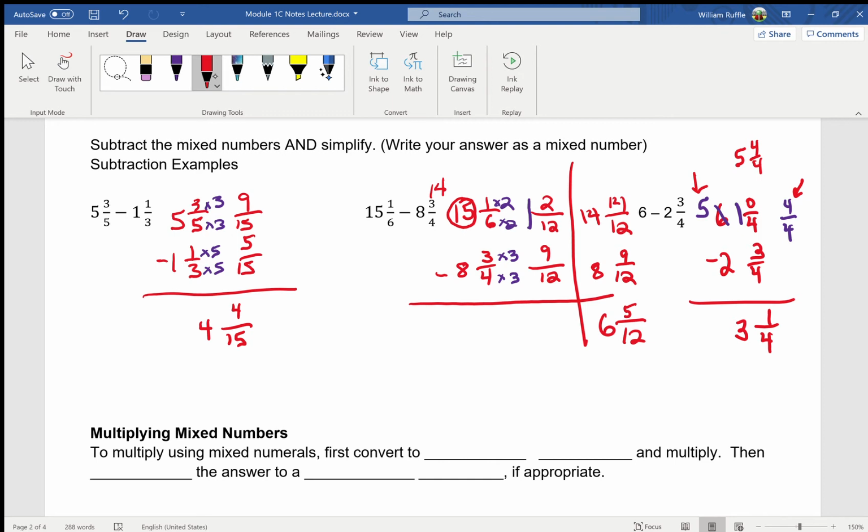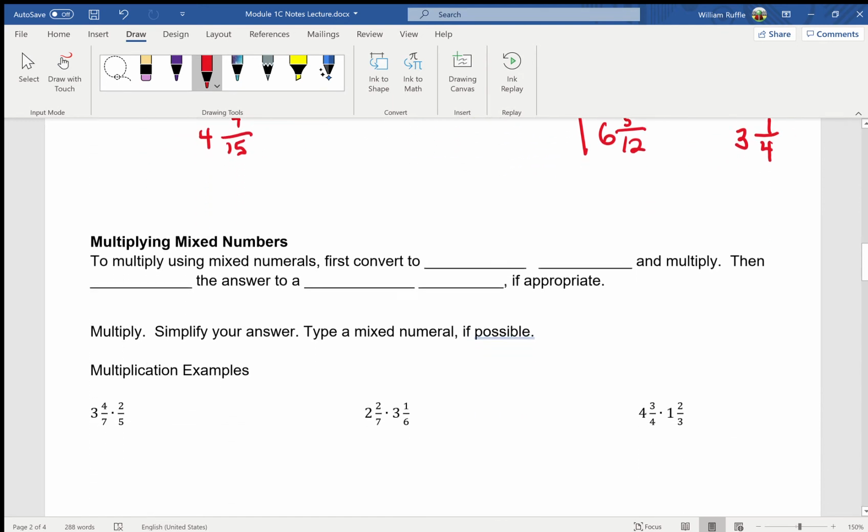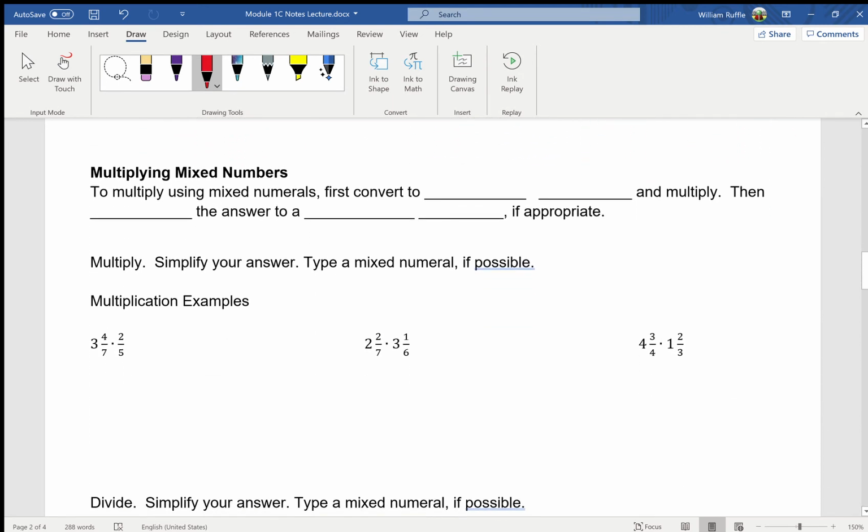Okay, so adding and subtracting I always do vertically. Multiplying and dividing I still do horizontally. So when multiplying and dividing, we always must change them to fraction notation first, and then multiply. And then we're going to convert the answer to a mixed number if appropriate. So I mean, if we don't have an improper fraction, then we can't change it to a mixed number. So our first one here, 4/7 times 2/5.